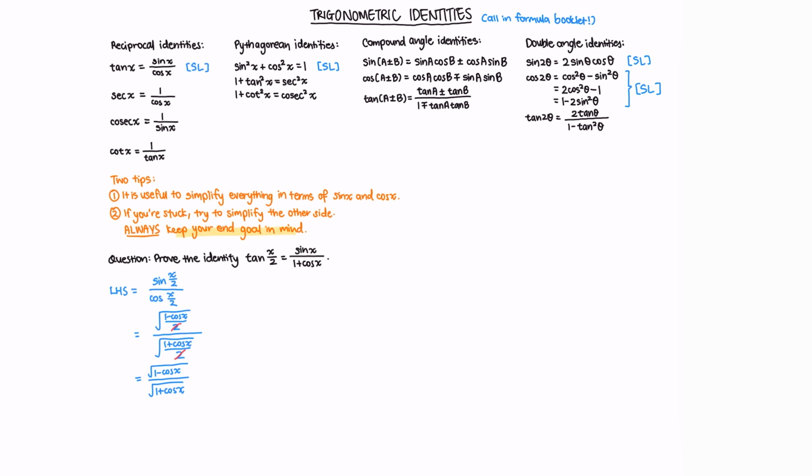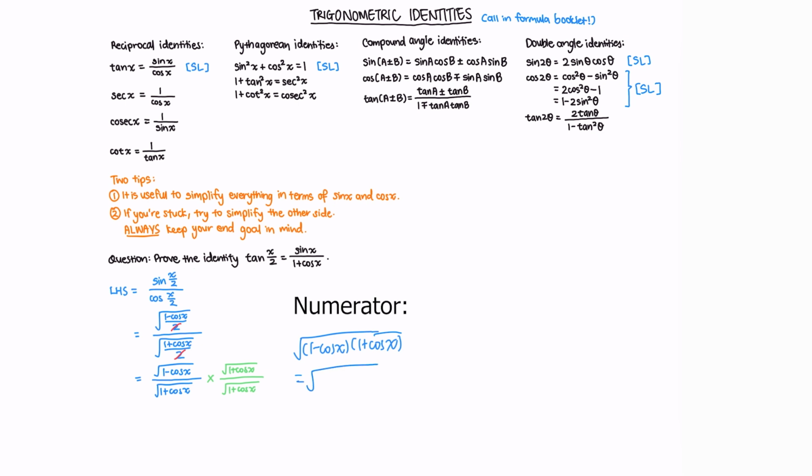What I like to say is, always keep your end goal in mind. What's your end goal? Sine x over 1 plus cosine x. Oh wait, 1 plus cosine x, doesn't that look familiar? To get this 1 plus cosine x in the denominator, what I can do is multiply by square root of 1 plus cosine x on the numerator and denominator. Now if we multiply this top part out, let's combine the surd. We get the square root of 1 minus cosine x times 1 plus cosine x, which looks like a difference of 2 squares.